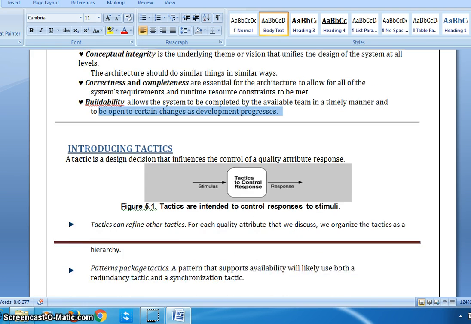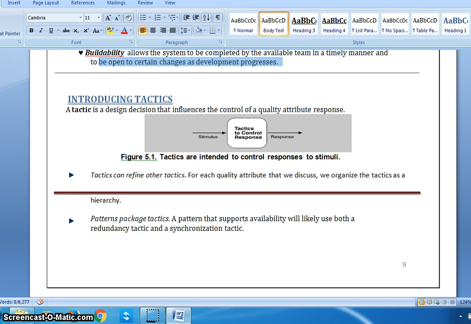And next we'll move ahead. That is, what are tactics? Introducing tactics in architecture. We can first define the meaning of tactics. A tactic is a design decision that influences the control of a quality attribute response. A tactic is a design decision. It has to be taken at design time. What does it influence? It influences the control of the quality attribute response. We can control the quality attribute response.